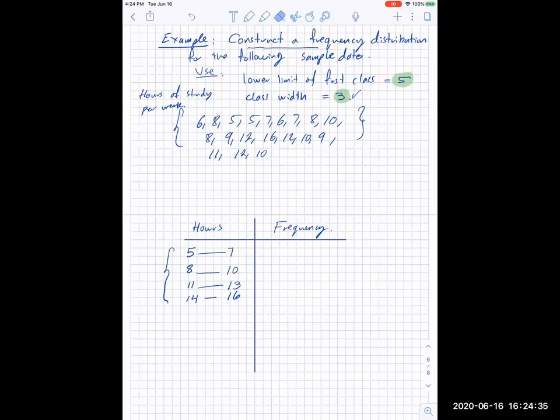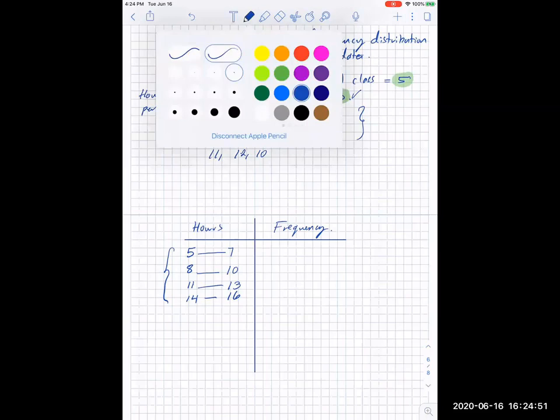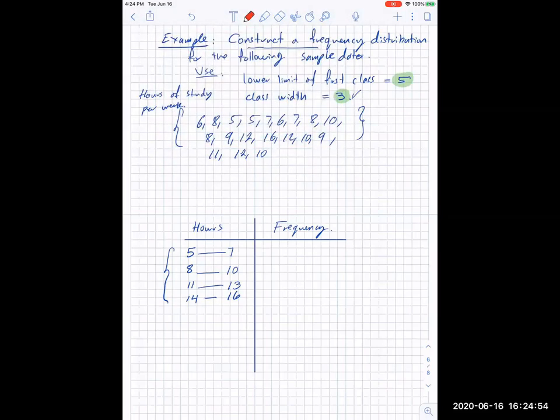All right, so once you partition your data correctly into classes based on what is given, then you go ahead and start finding the frequency of each class. So 5 to 7: 1, 2, 3, 4, 5, 6. Six values from 5 to 7.